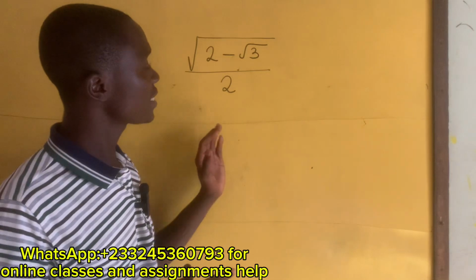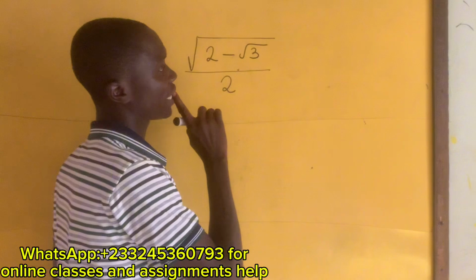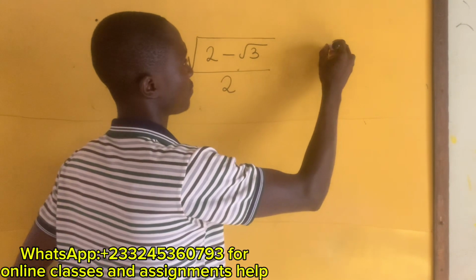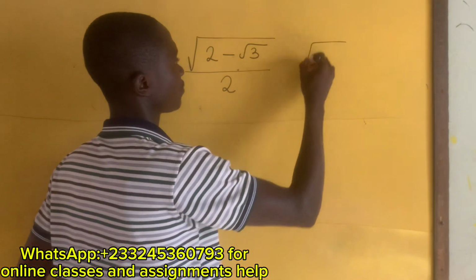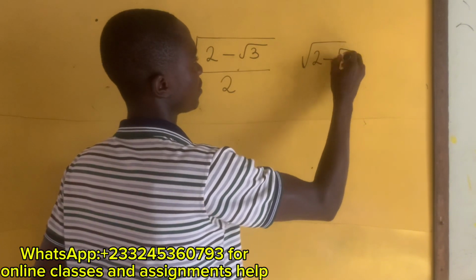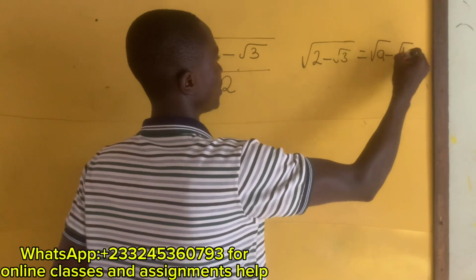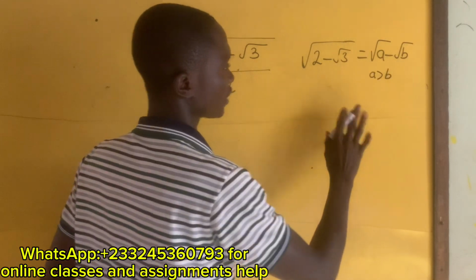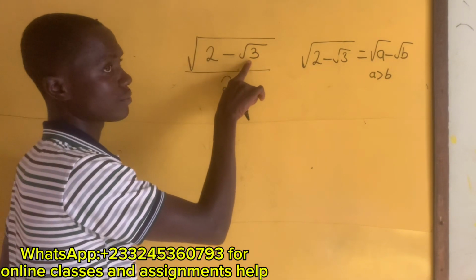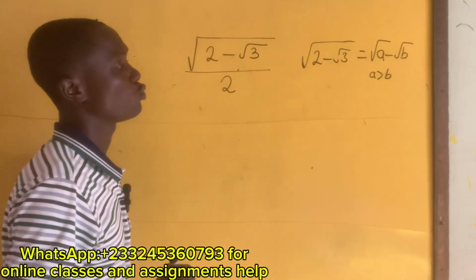Now, we just simply represent the nested radical in this form. So this one, if we use equality, the top one, the numerator, that is square root of 2 minus square root of 3 simply equals square root of a minus square root of b, where a is greater than b. Because here, the square root is positive. Look at this. Square root of 3 is smaller than 2. So if we subtract this from 2, we get a positive square root in a very simple way.